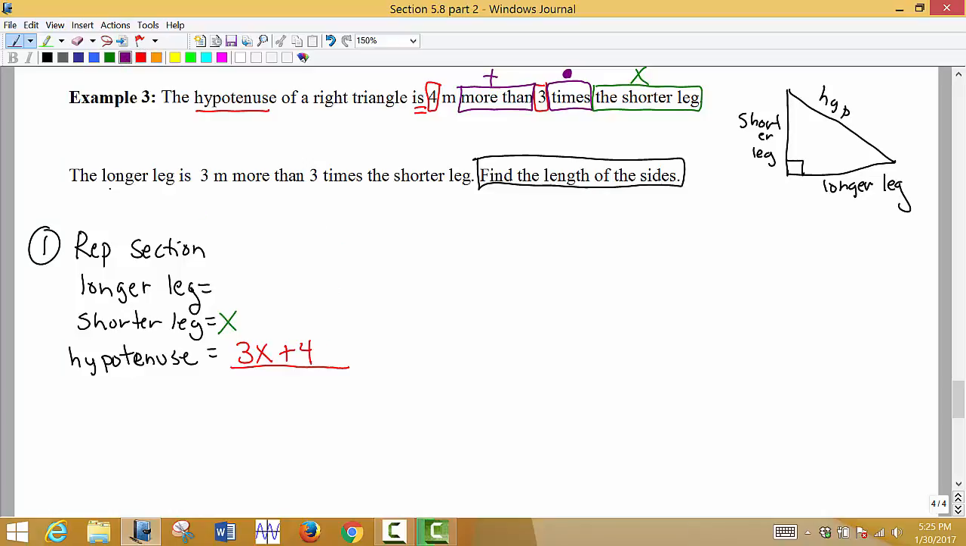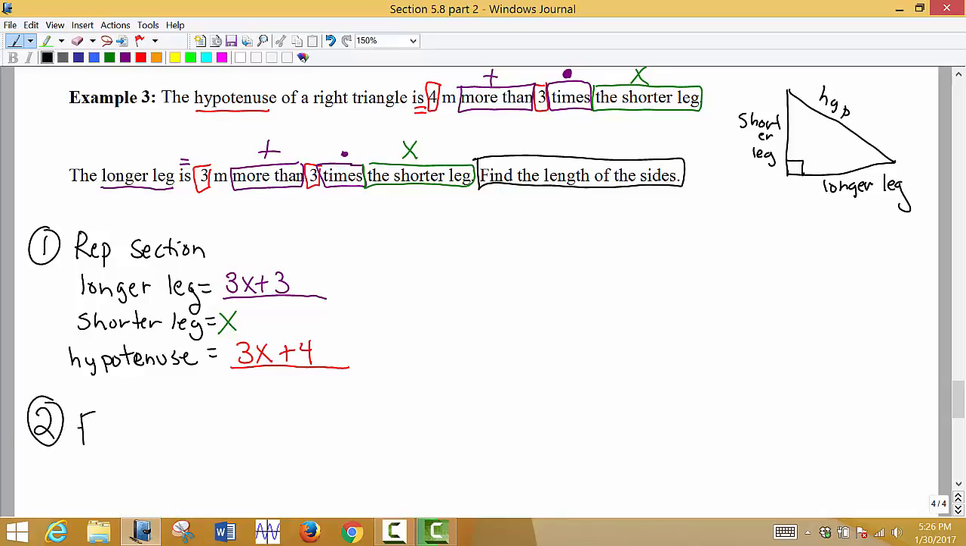The next sentence mentions something else I'm asked to find, the length of the longer leg. So we're going to read off this description for the longer leg. The longer leg equals, we have 2 more numbers mentioned, we have 3 and 3. The phrase more than means plus, the phrase times means multiplication, and once again we see that the shorter leg is mentioned. We're going to let that be x. So the mathematical description for the longer leg will be 3x plus 3.